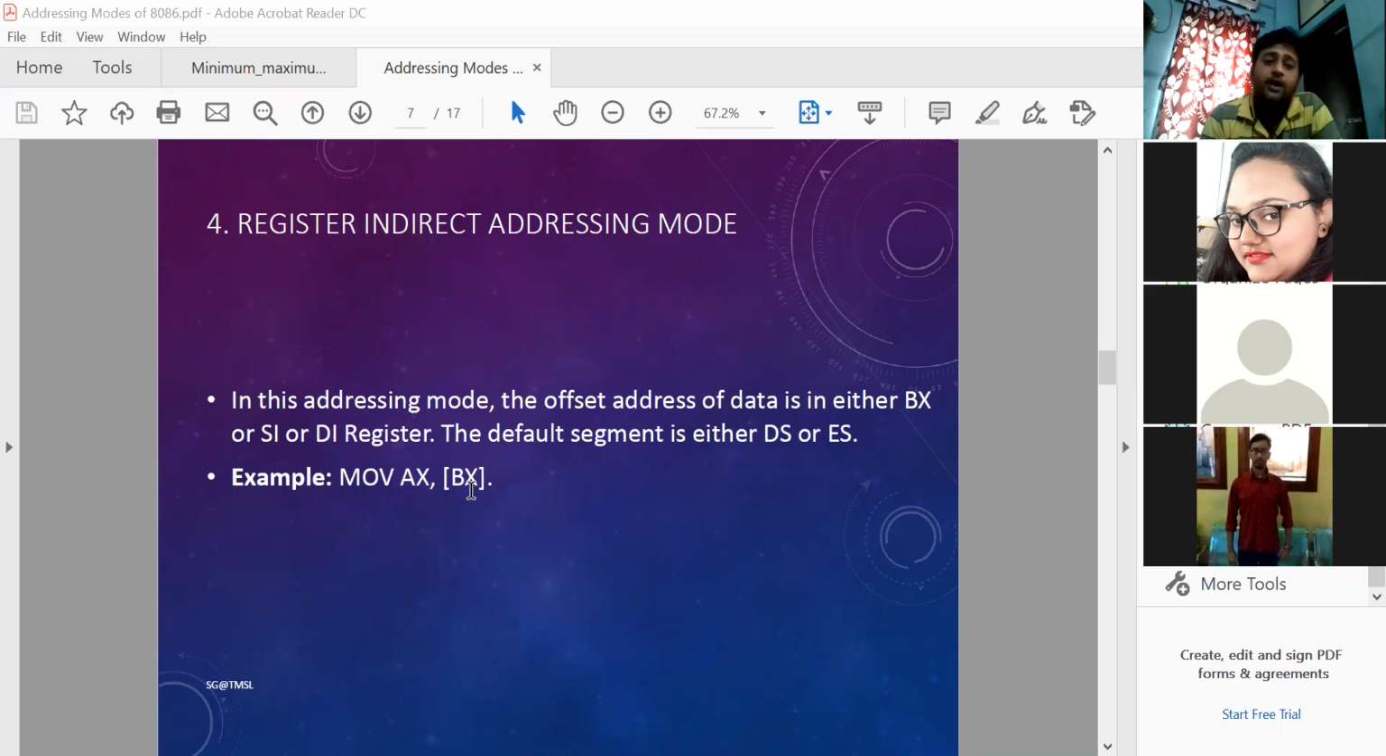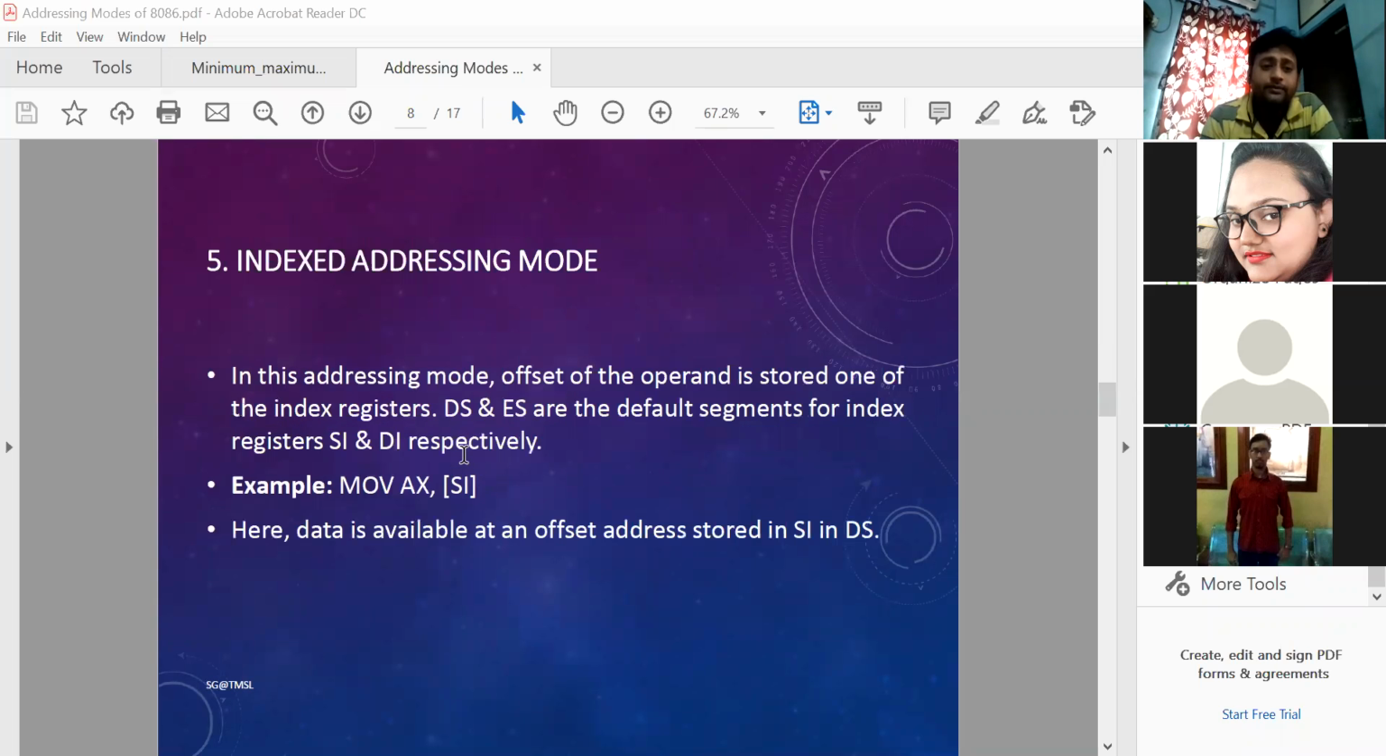Is it clear? Next is the indexed addressing mode. Now according to the name, how many index registers are there? Two. One is the SI register and the second is the DI register. SI is the source index and DI is the destination index. Source index means you can use these memory locations as your source memory location, and destination index is used to store something inside that memory location as your destination. So you can use any one of them.